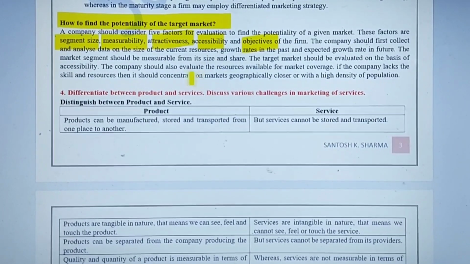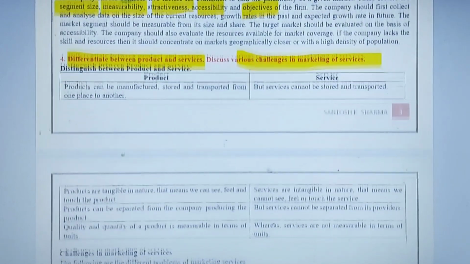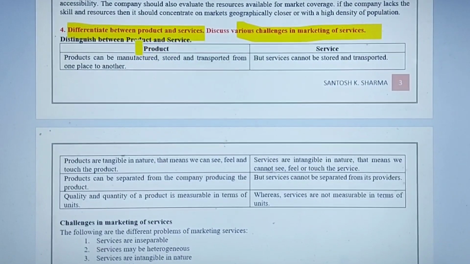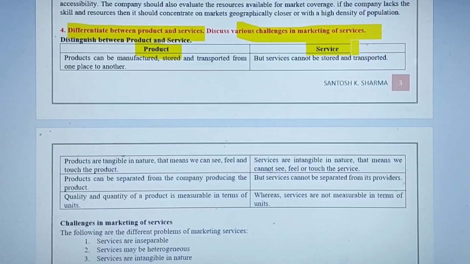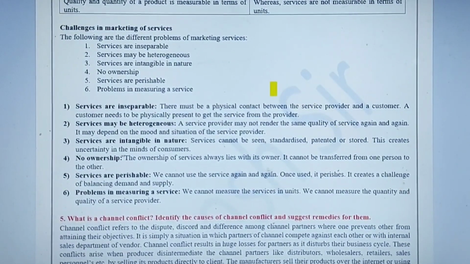Okay, let's move on to question number 4. Differentiate between product and services, and what are the different challenges faced in the marketing of services. The difference between product and service is a very easy one, not very difficult. Let's move on to the challenges of marketing services.